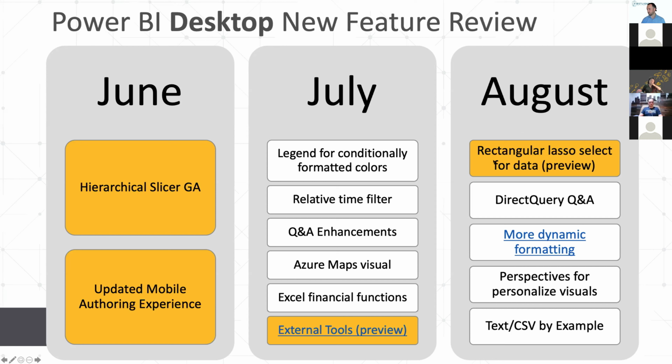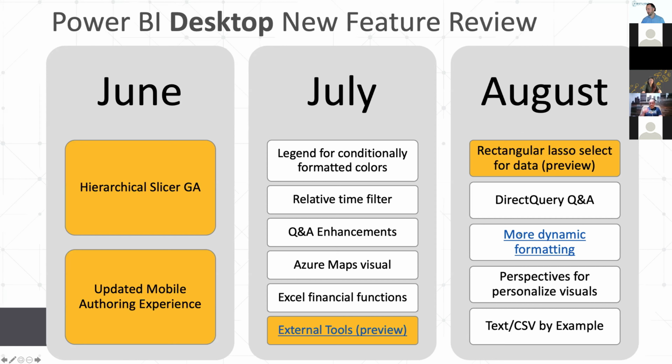So in August, some neat features came with this update: rectangular lasso select for data. You've always been able to select the visuals, but now inside of a visual, you can actually do a lasso select and say, let me pick those 3 months in the middle of my line chart. Pretty cool. Q&A on direct query data sources. If you're using Q&A and you're using direct query, this is a really big deal for you.